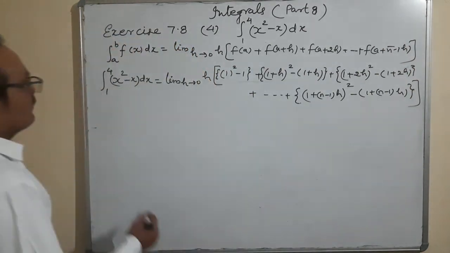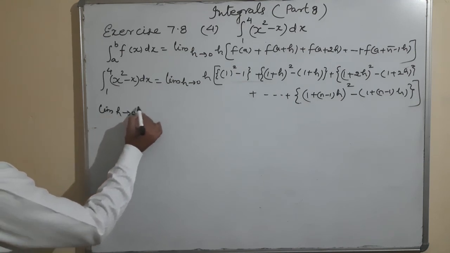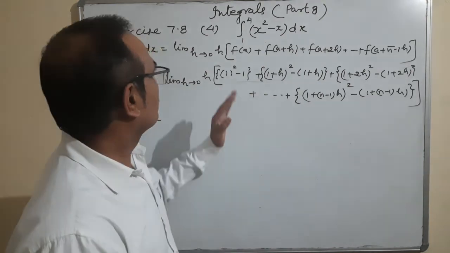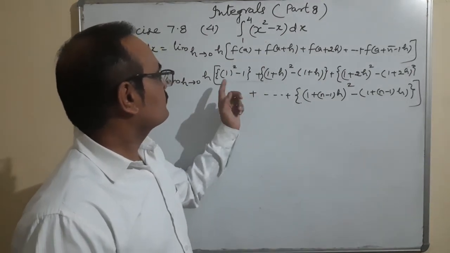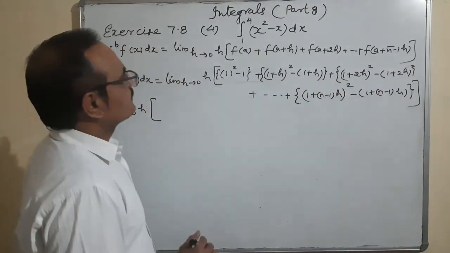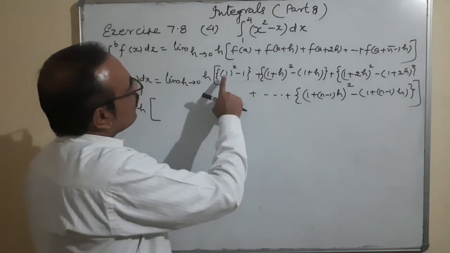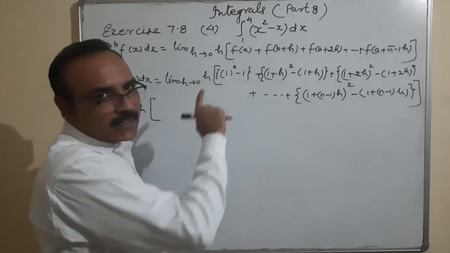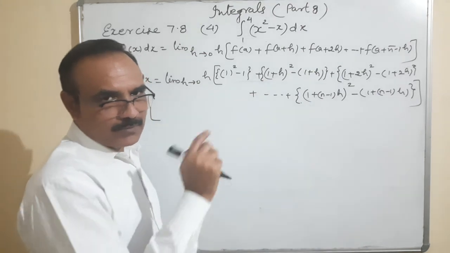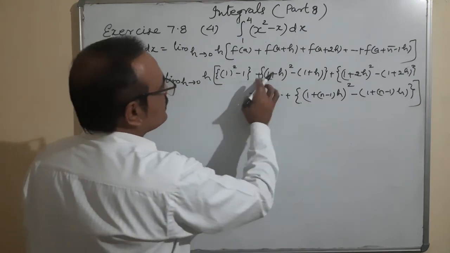Limit h tends to 0 h. Here, in the curly brackets, the first term is 1 square. Please remember one thing, 1 square minus 1, please don't cancel it and write 0. Otherwise your sequence will be disturbed. You will pick the first term from the bracket. So this is 1 square. So I am separating the first term and then the second term.